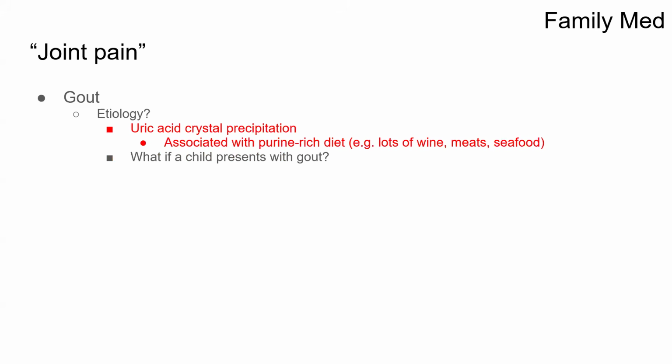One important thing to consider is if gout presents in a child. So if a child comes to the emergency room with gout, sometimes you want to think Lesch-Nyhan syndrome, which is very rare, but it's a deficiency in HGPRT activity, which is responsible for purine turnover. If that's not working, then you can't break down purines, and then that can cause uric acid crystal precipitation.